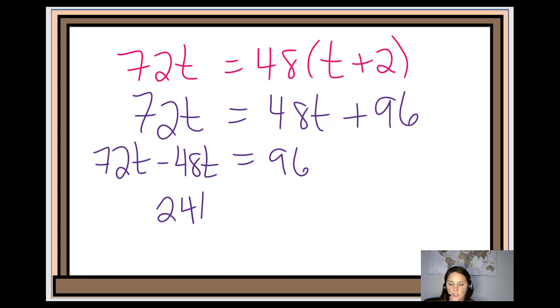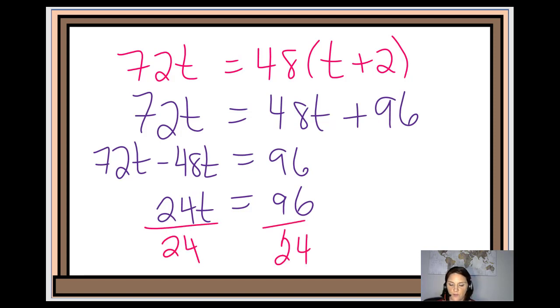So 24t is equal to 96, dividing both sides by 24. So t is equal to 4.